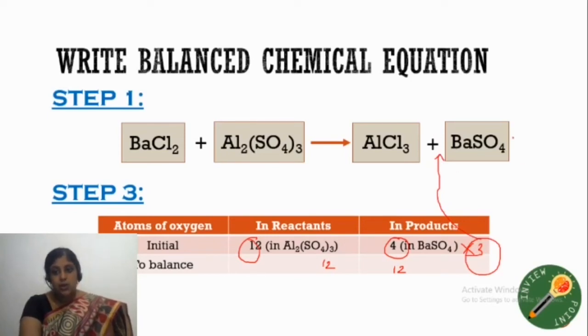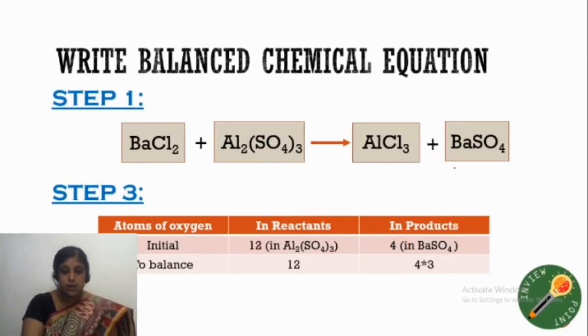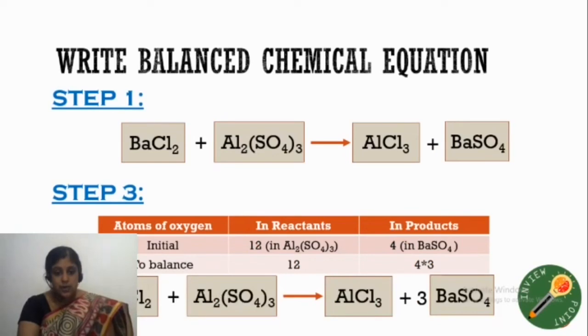So here the oxygen is present in this box, right? So we are writing the value 3 outside this box. Okay, so now the chemical equation becomes what? BaCl2 plus Al2(SO4)3 gives AlCl3 plus 3 BaSO4. Is it clear, students? We write this multiplication factor outside the box containing the respective atom. So in this case oxygen. So here we write the value 3 outside the BaSO4 box.